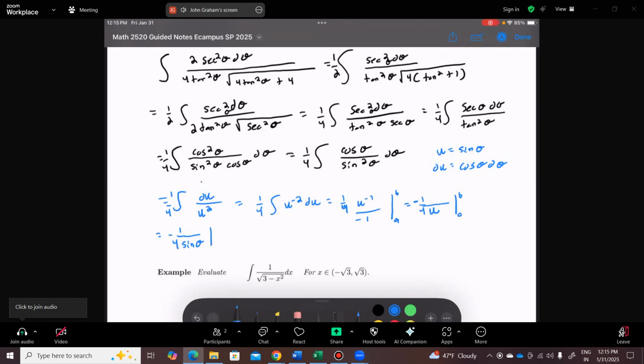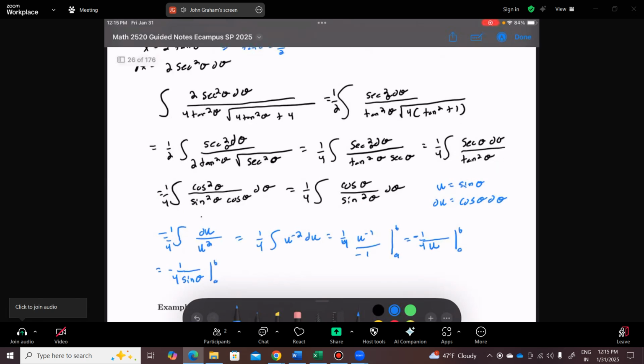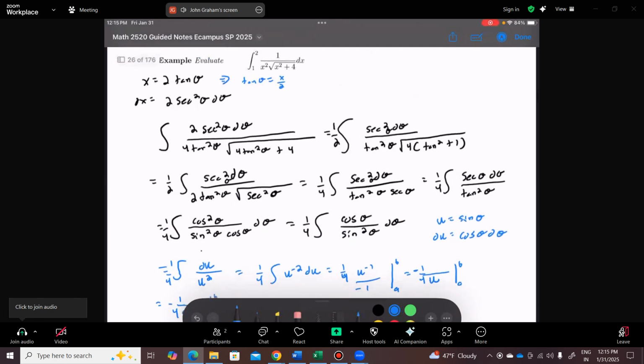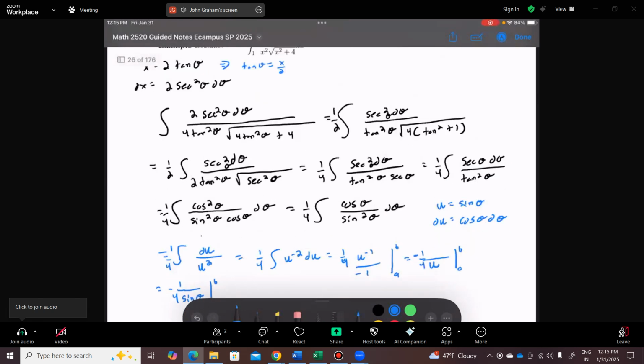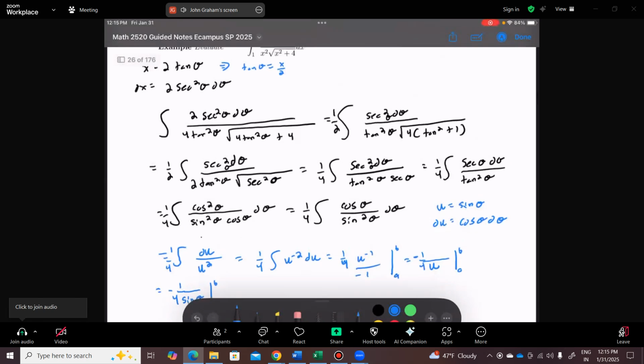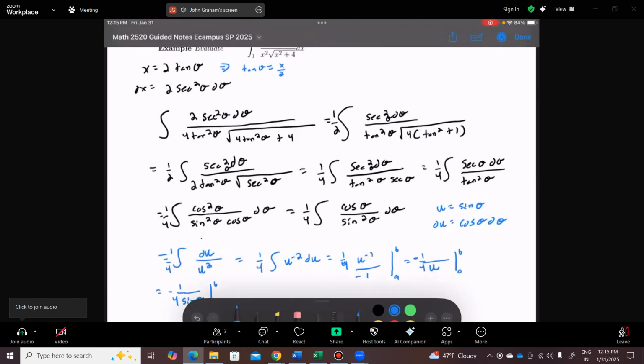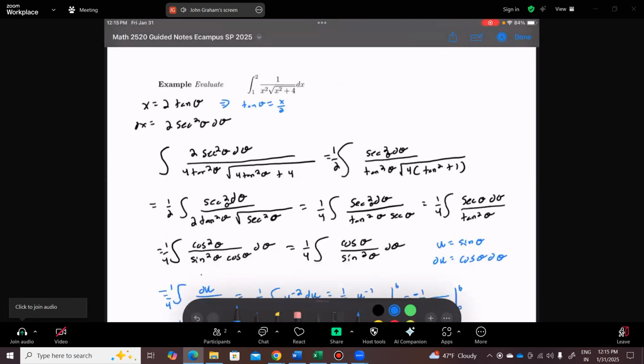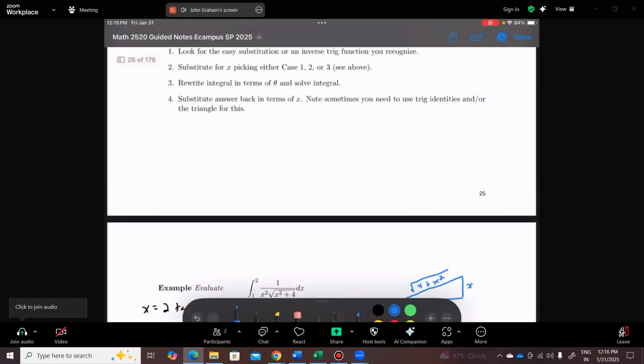Again, we're evaluating this from a to b. And then theta, we have to figure that out based on a relationship. So let me draw this triangle real quick. For a triangle, we have 2, an x and a y, and then this is the square root of 4 plus x squared. Okay, so that's just like that top triangle.